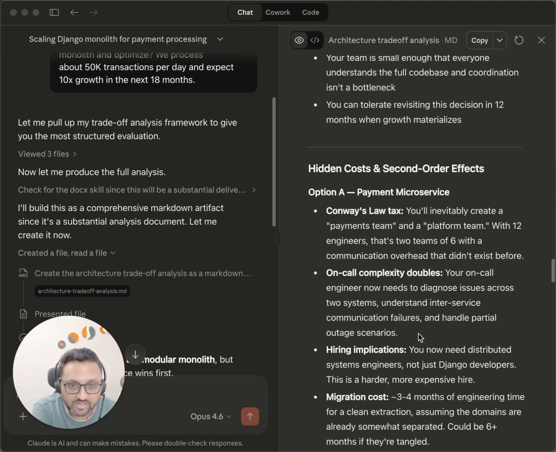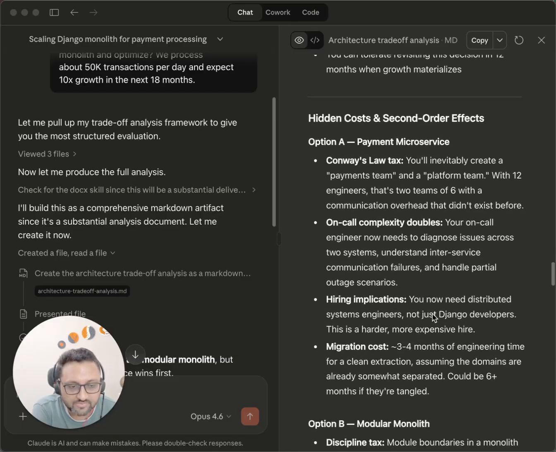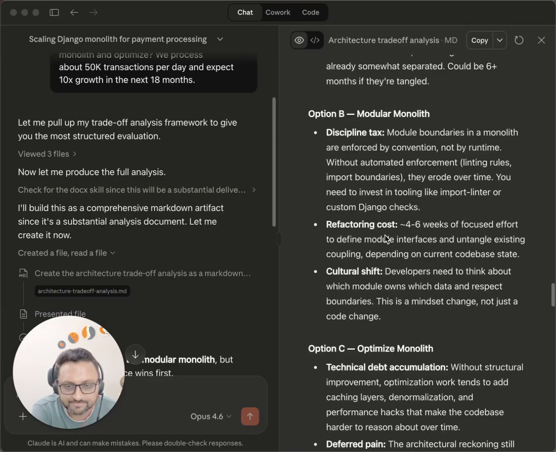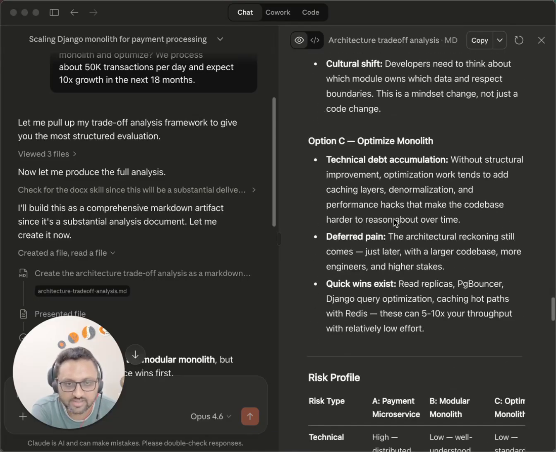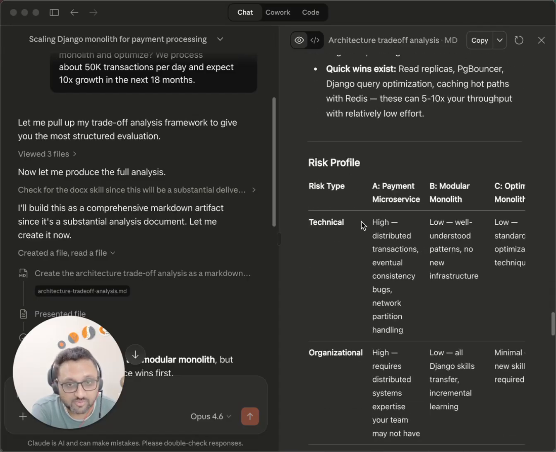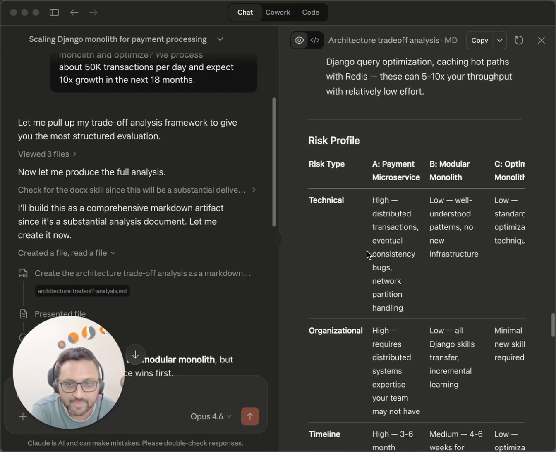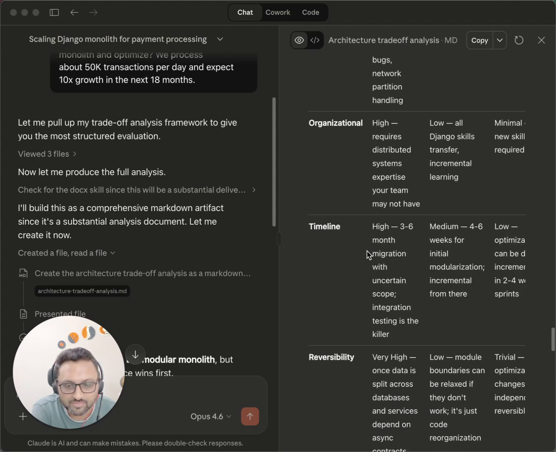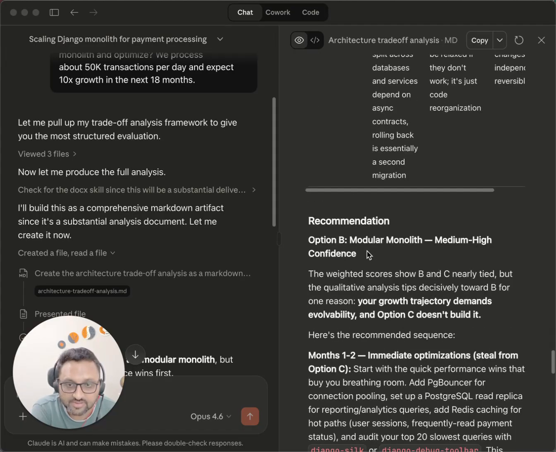Then it talks about the hidden costs and second-order effects. It's very important to think about those second-order effects. We have to understand Conway's law. What would that mean? What's the discipline tax? What technical debt accumulation is it going to have? The risk profile associated with that. How reversible are the decisions?